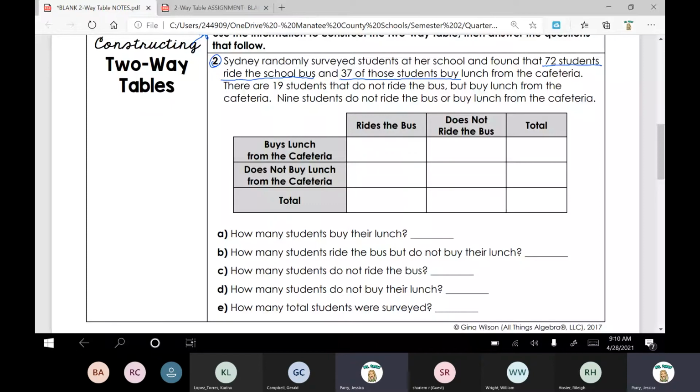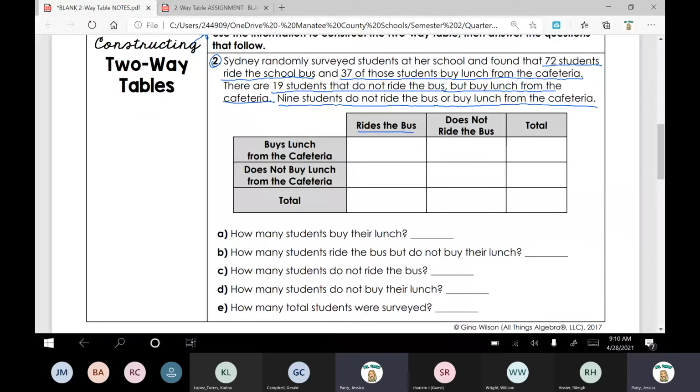of those students buy lunch from the cafeteria. There are 19 students that do not ride the bus, but buy lunch from the cafeteria. And then 9 students do not ride the bus or buy lunch from the cafeteria. Okay, so I underlined as I was reading the important piece of information, or you could circle it. So now I'm going to go back and fill that stuff in. Our first thing that we underlined was 72 students ride the school bus.